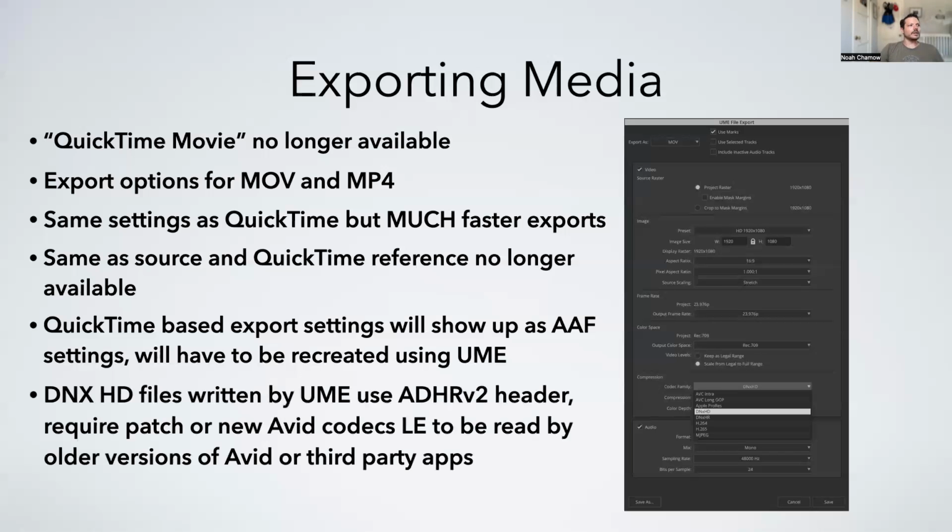All right, so another thing to note, as I mentioned before, is that DNxHD files written by UME use a new header, which is the ADHR v2 header. And because of that, they require either a patch or new Avid codecs, the new Avid Codecs LE pack, to be read by older versions of Avid or third-party apps.